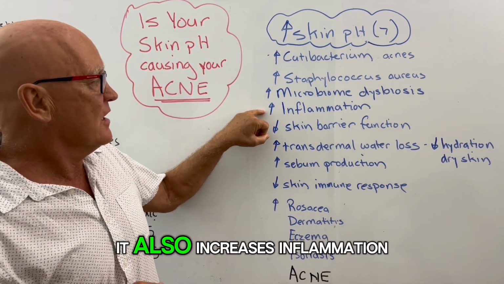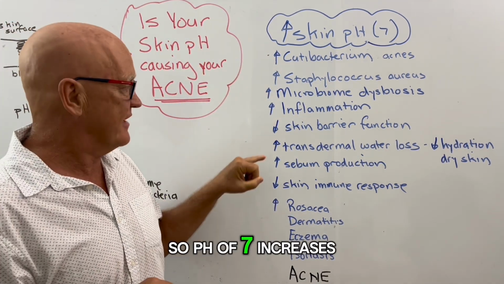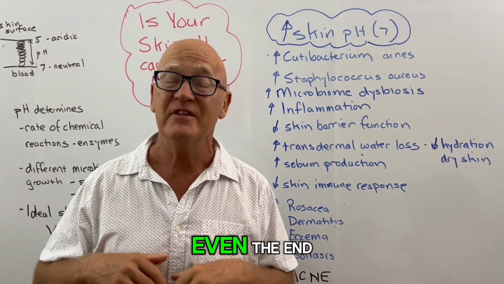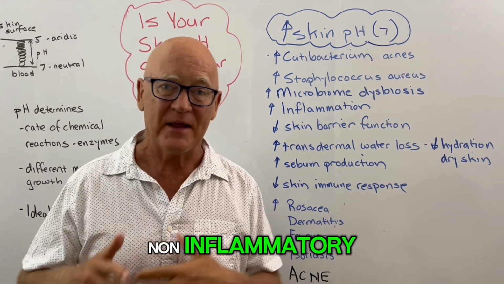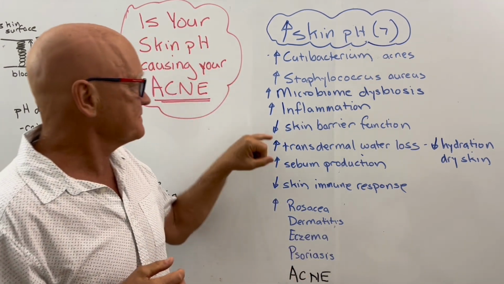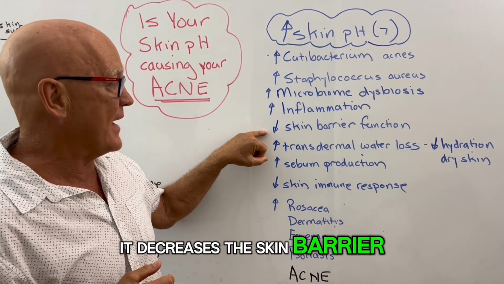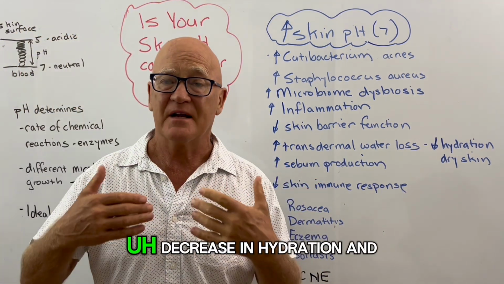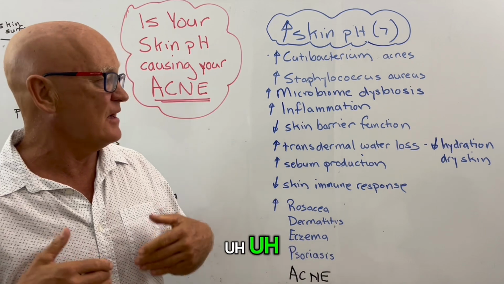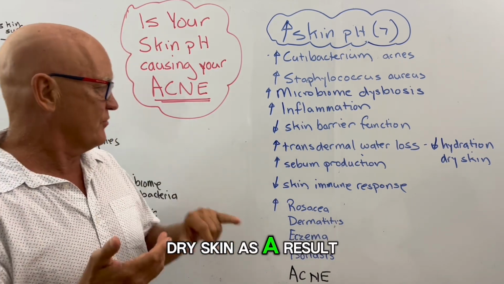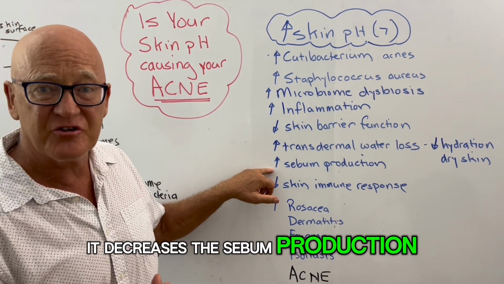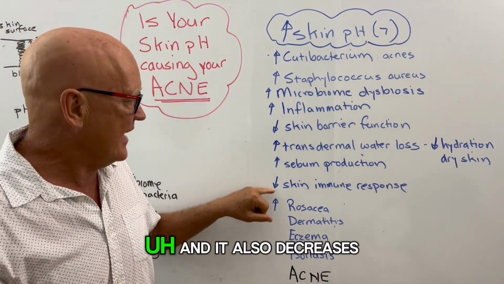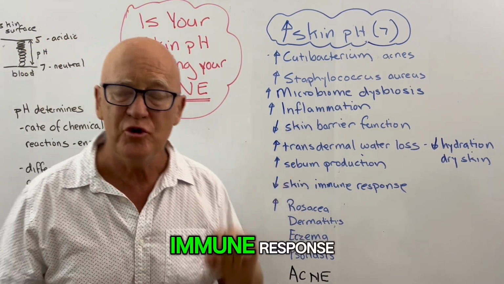It also increases inflammation. So a pH of 7 increases inflammation, which is the underlying premise behind all of acne. Even the ones they say non-inflammatory acne is still inflammation involved. It decreases the skin barrier. As a result, you've got the transdermal water loss, decrease in hydration, and increase in dry skin as a result of it. It decreases the sebum production. Remember, the chemistry and the microbial parts all work hand in hand together. And it also decreases the skin's immune response.